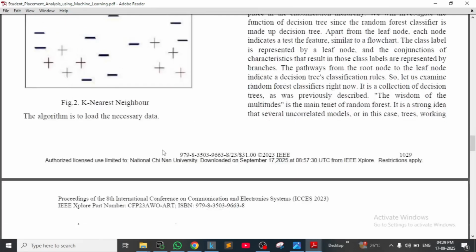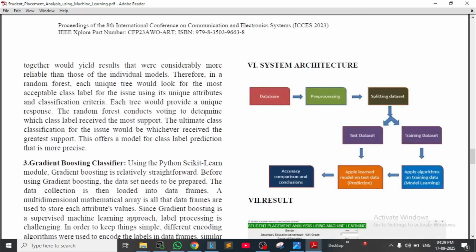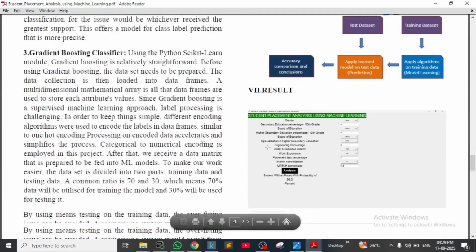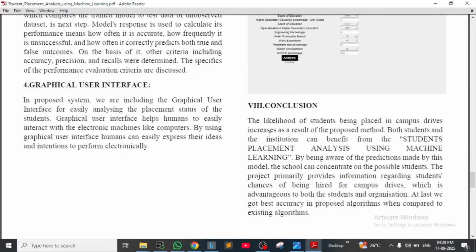See this model. The algorithm is to load the necessary data, and also the system architecture, database, pre-processing, splitting the dataset into test dataset and training dataset. In the test dataset, we apply the learned model on test data, that is prediction. In the training dataset, we apply the algorithm on training data, that is model learning. Next, accuracy comparison and conclusion. See this result they got, and the conclusion they also gave.